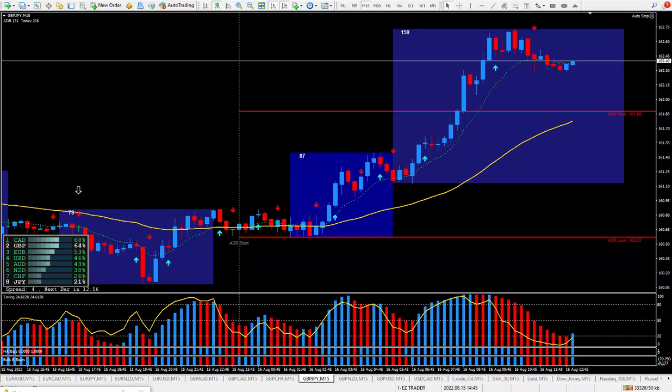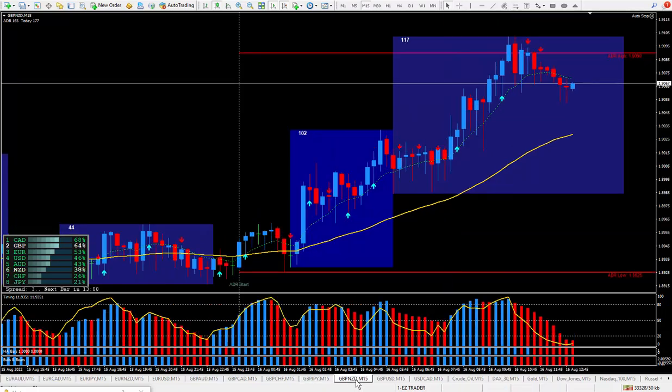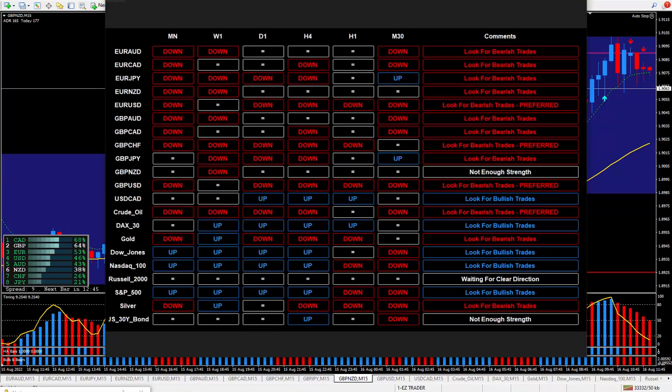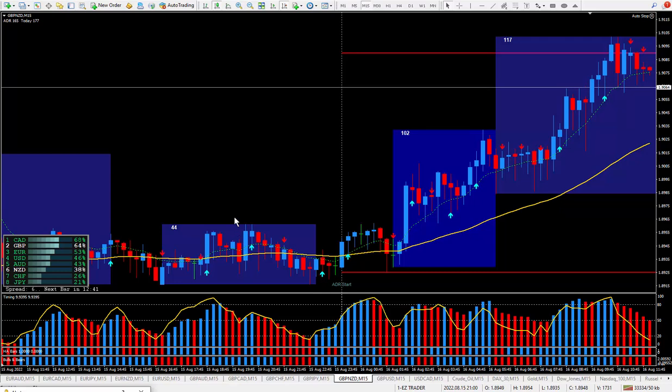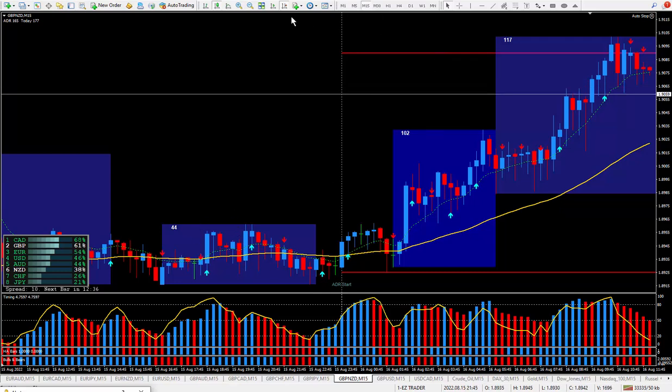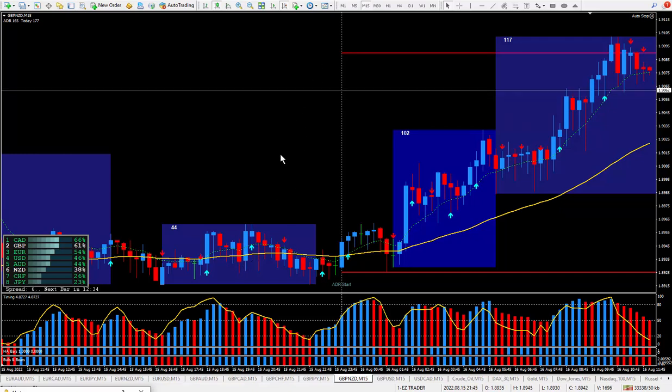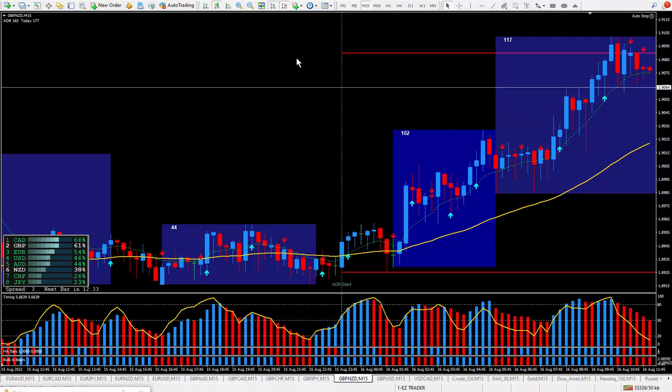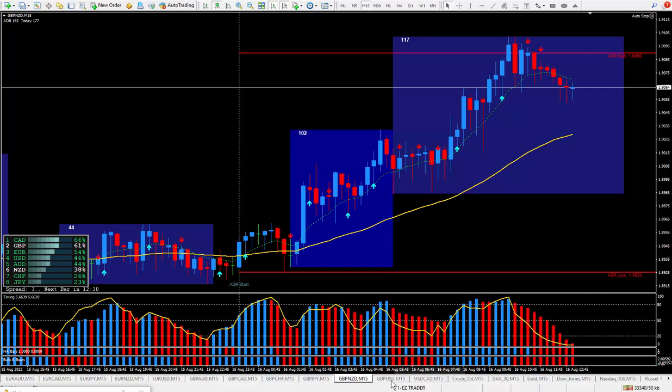So another example, pound New Zealand, and that's exactly why it said, what did it say? Something like no, not enough strength, and that's why it's just kind of messy. So when you see that, it's up to you if you want to trade it or not. Okay, and pound dollar not open, dollar CAD not open. Now we can get into some of these.